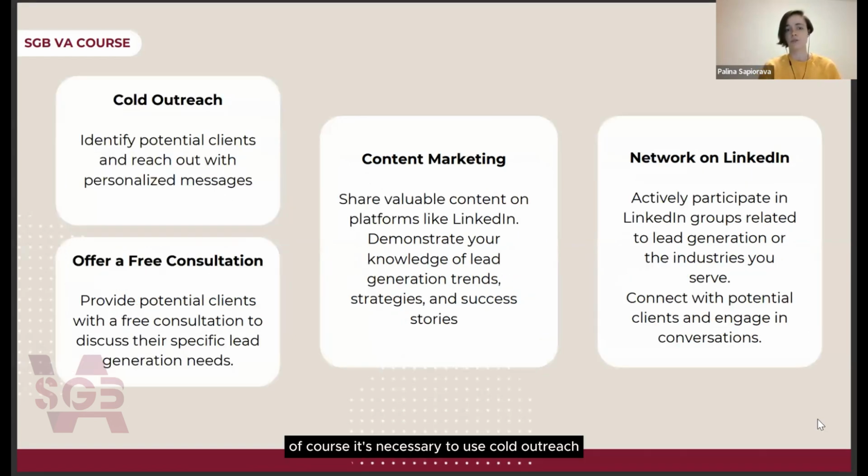Of course, it's necessary to use cold outreach to identify your potential clients, like which companies will be interested in your services, which clients are looking for a lead generator. And you should reach out with personalized messages. As I have said, personalized messages are the key to lead generation. So try to avoid generic messages as much as possible, especially when it comes to looking for a job, because it should show your interest in cooperation with a client.